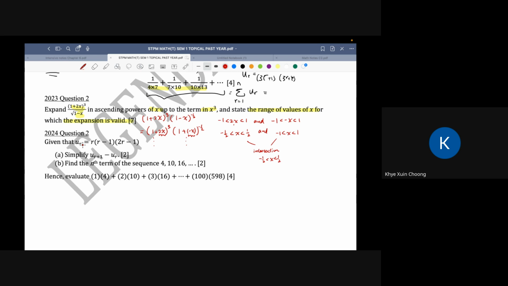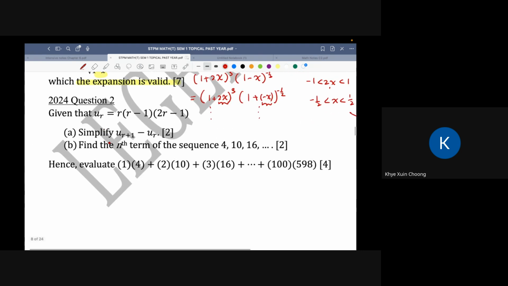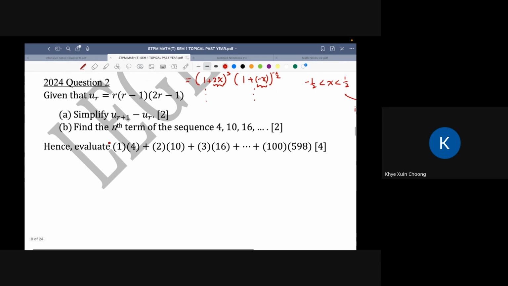So what happens if you are the student who takes this exam? What should you do? Okay, we should think of what we can do. When we want to try this question, you get UR equals to this. Okay, simplify UR plus 1 minus UR. Can you do this? We can, right?